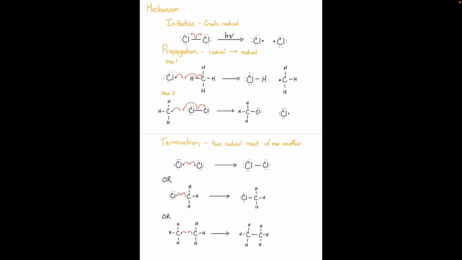All right, and in our mechanism here, we have three different steps. We have the initiation step, which creates the free radical to begin with. That's what light's doing in this reaction, homolytically cleaving that chlorine-chlorine bond. When we get our chlorine radical, we get this propagation where it reacts with an alkane, forming another radical, which then reacts with a chlorine, forming another radical, and that just keeps going and going, creating more and more alkyl halide throughout this reaction.